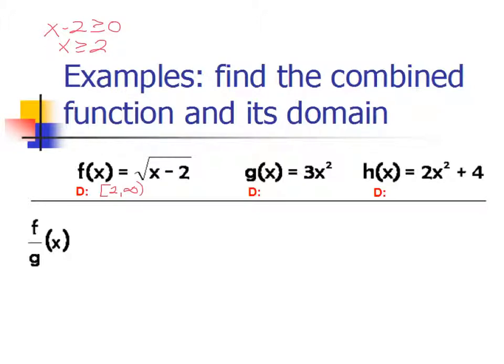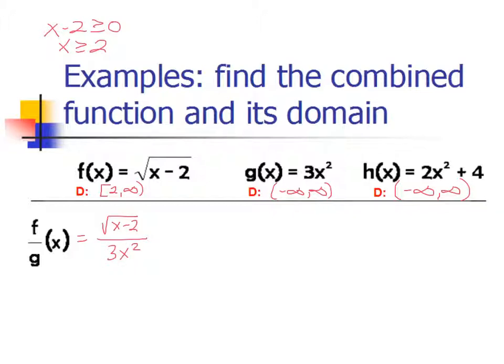This next one is not a fraction. It is not a radical, so I have no problems with x being anything at all here. Same deal with h of x. No fraction, no radical, just negative infinity to infinity. Now we're going to do two things. We're going to find the combined function, and then we're going to come back and look at what its domain would be. So I'm going to take the f function, which is the square root of x minus 2, and divide it by the g function, which is 3x squared.